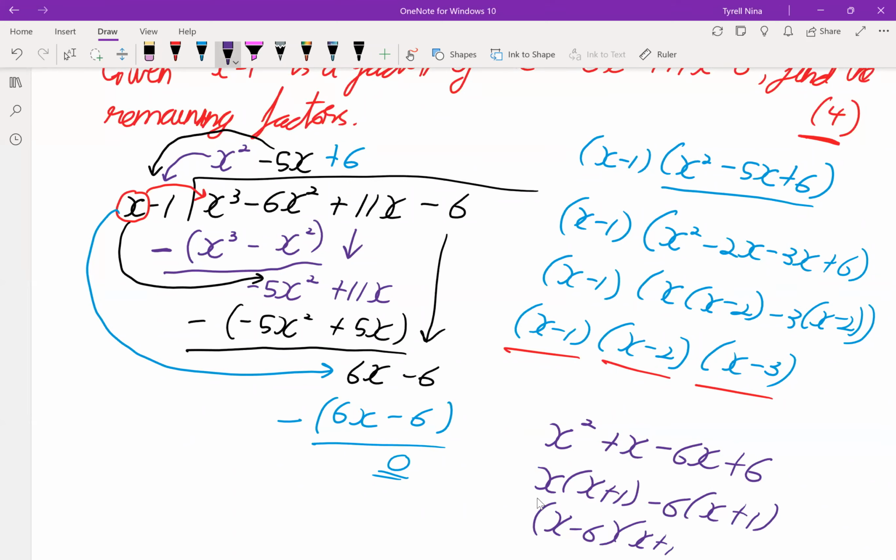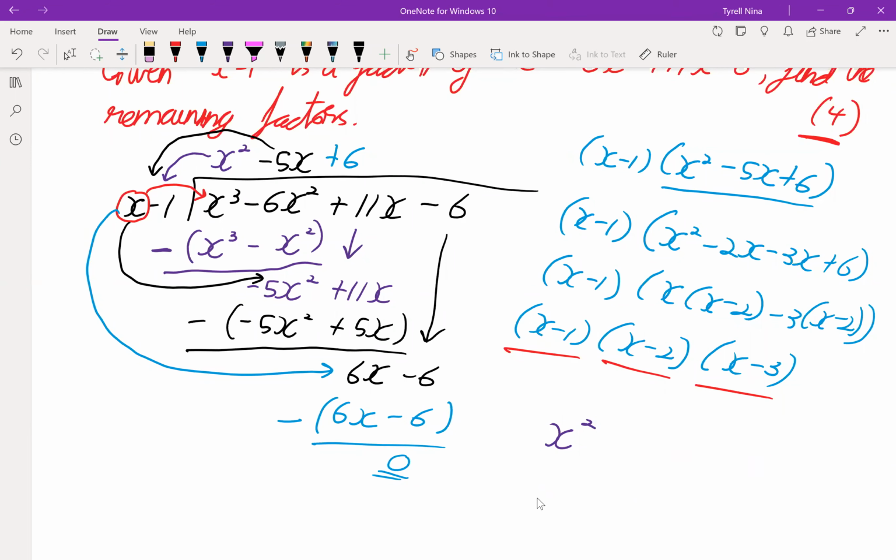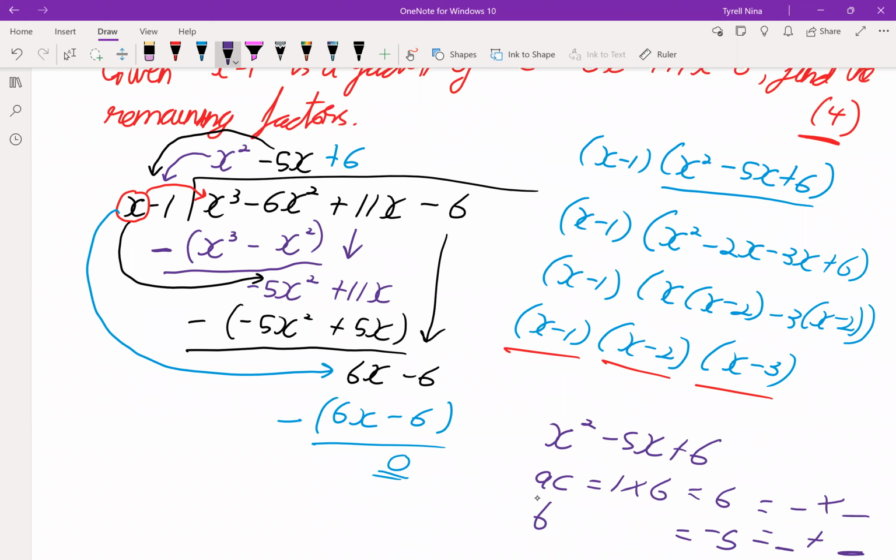I'll tell you why. Because these two numbers here are positive, we'll have x squared minus 5x plus 6. If we did the AC method, this is 1 times 6, which is 6, and b is minus 5. I need two numbers that when multiplied give you 6, and when added give you minus 5. In this case, because the product is positive, you need both of them to be the same sign. So just be careful there. When in doubt, check your calculator.